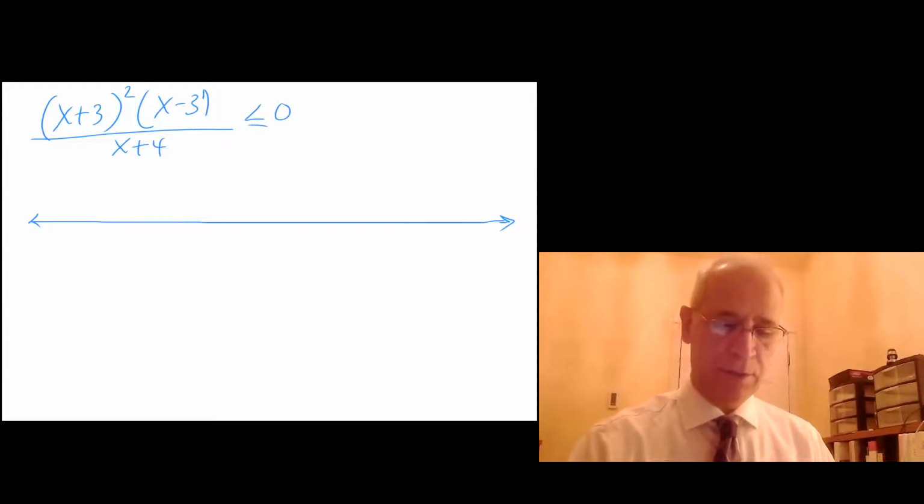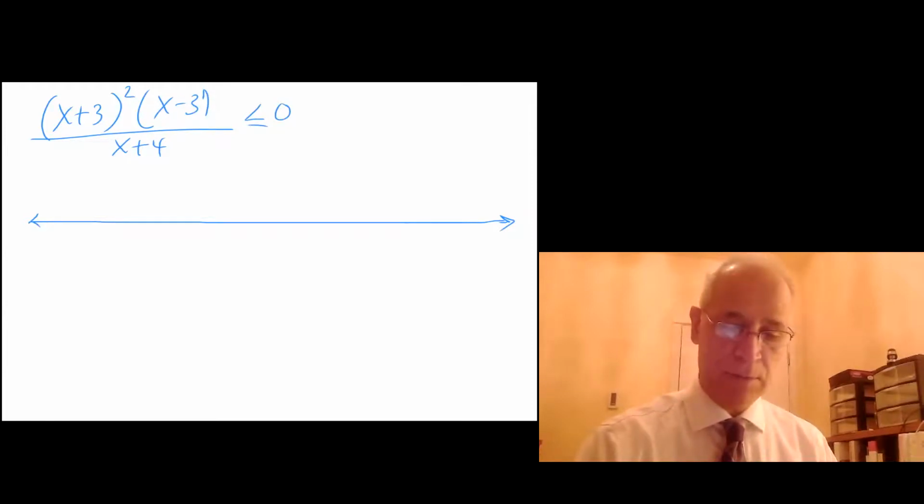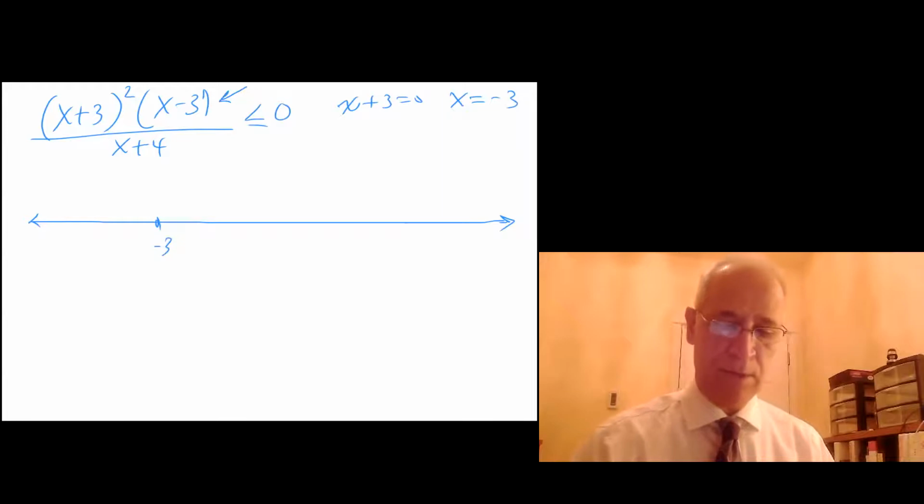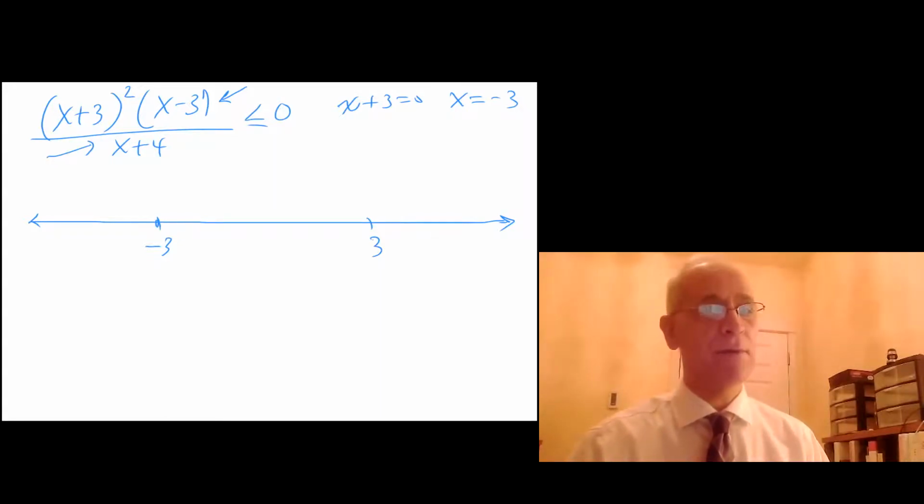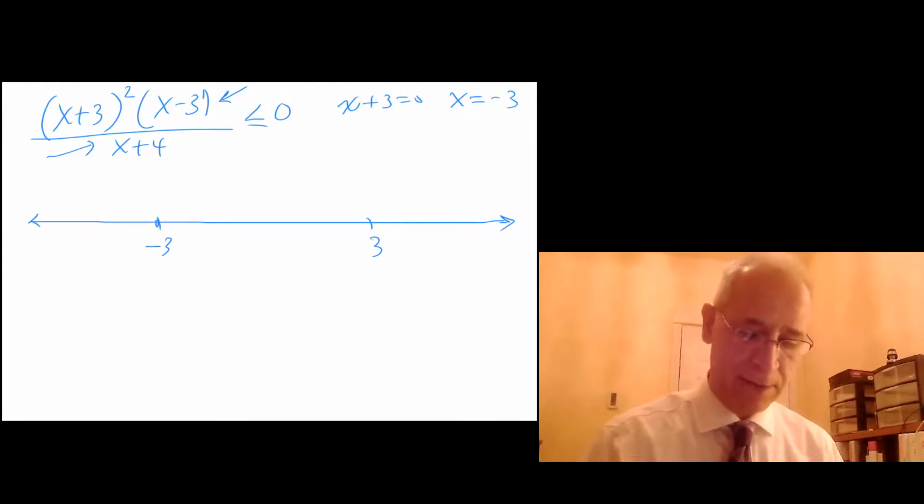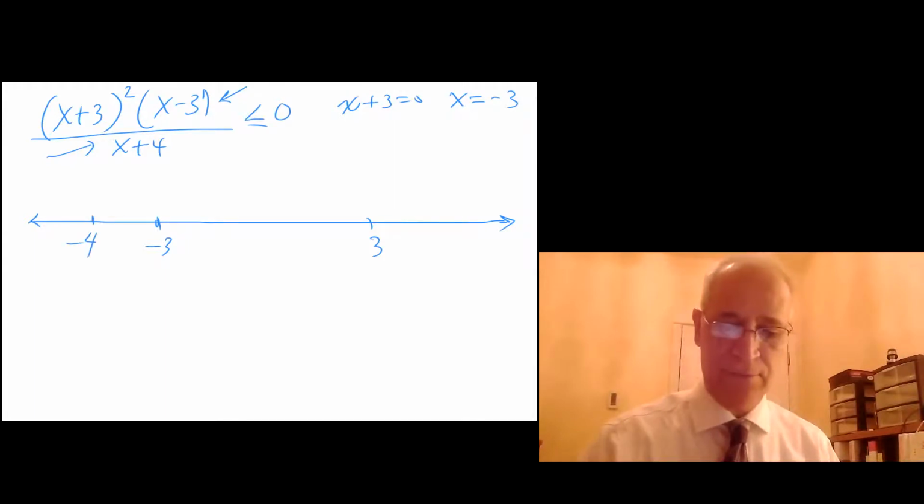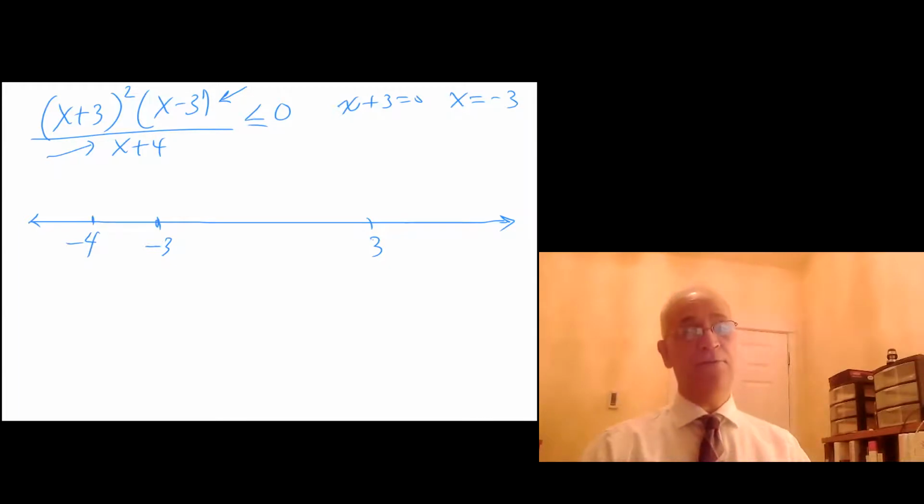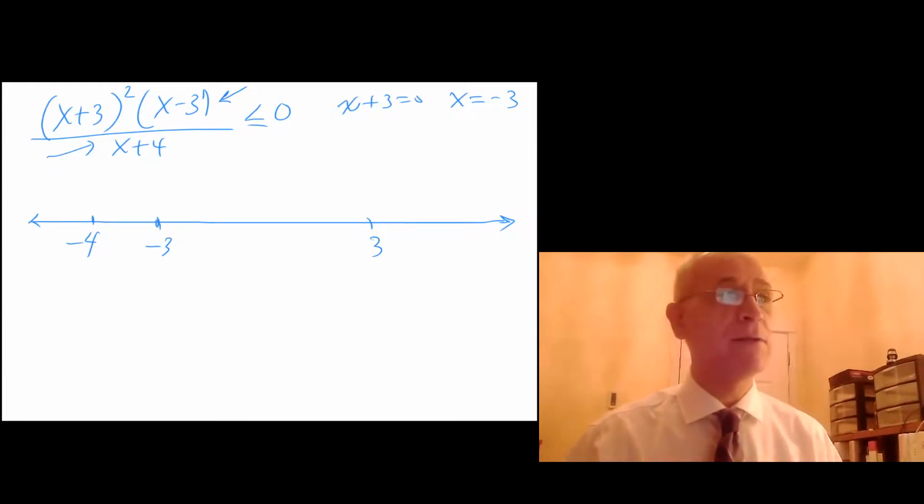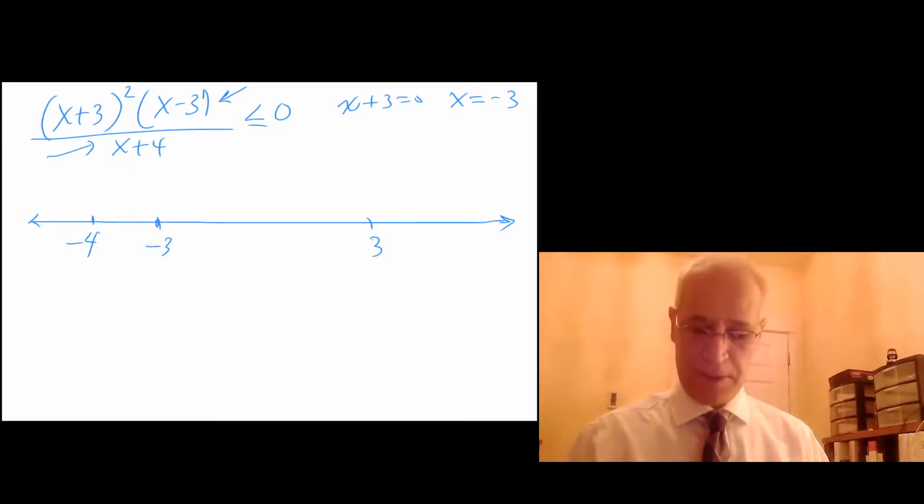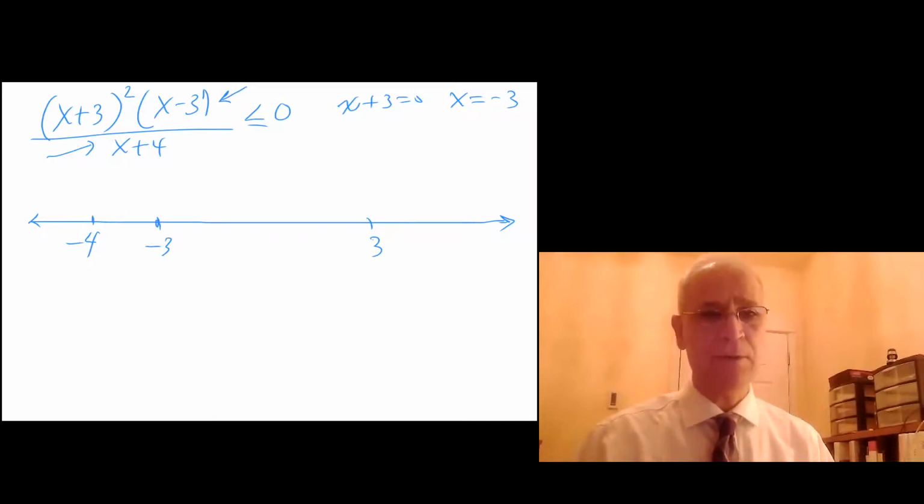If I set the numerator equal to 0, so x plus 3 equals 0 gives me x equals negative 3. So here's a critical point, negative 3. And x minus 3 equals 0 gives me x equals positive 3. And finally, I know that when x is negative 4, then we have a vertical asymptote. So I have a point of interest at negative 4. Negative 4 is not in the domain of this rational function. All right. So let's test numbers.